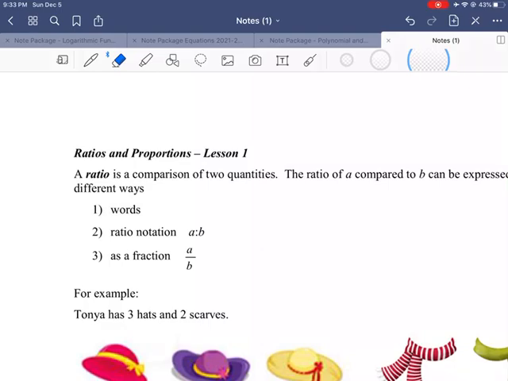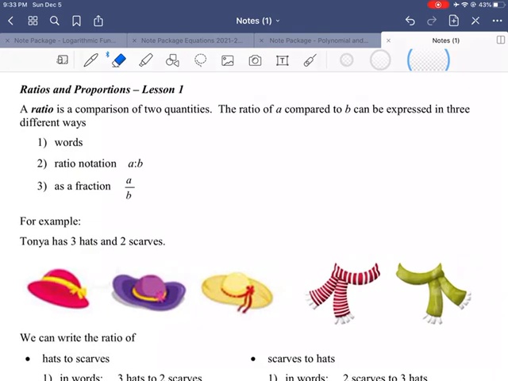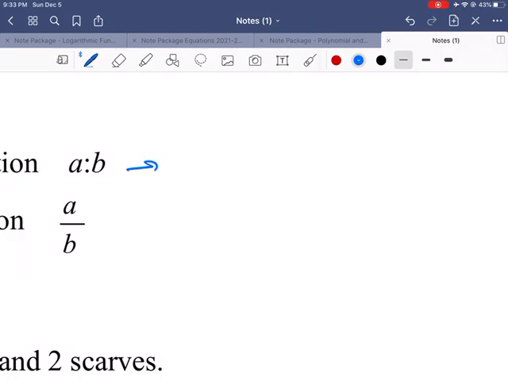All right, welcome to Unit 5. This is Ratio and Proportions, Lesson 1. So ratio is a comparison of two quantities. The ratio of A compared to B can be expressed in three ways: in words, ratio notation, and as a fraction. So how you say this is A to B.